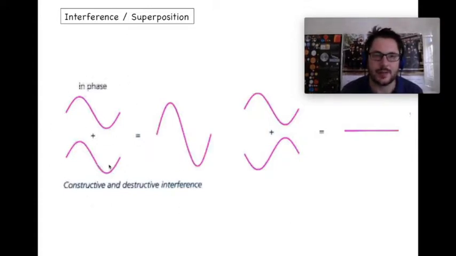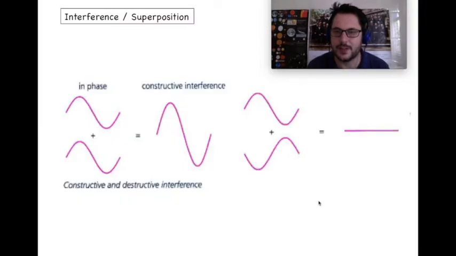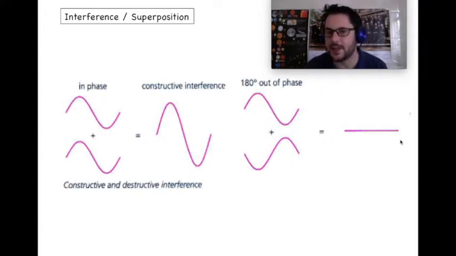So let's have a look. This one is in phase, so constructive interference, and this one is 180 degrees out of phase. Don't worry too much about in phase and out of phase, we'll talk about that later. It's just saying they're opposite: if they're 180 degrees apart, they're doing the opposite at any given point in time. This one cancelled each other out, so it's destructive interference.